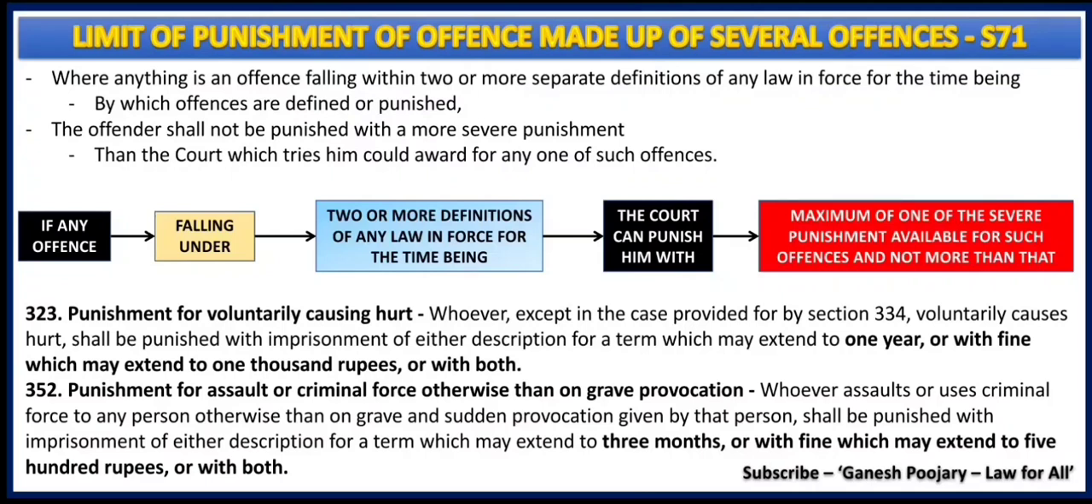So the court cannot combine and give this plus this. That is not the calculation. The court can choose any one section and give the maximum punishment available, or the court has the authority to give the lowest punishment also. That is with the court's discretion. But here the court cannot add both of them and give the punishment. That is not possible. And for such causing hurt, what is the maximum punishment the court can give? It can give maximum imprisonment of 1 year or with fine of 1000 rupees or with both, and not more than that. I hope that is very clear.